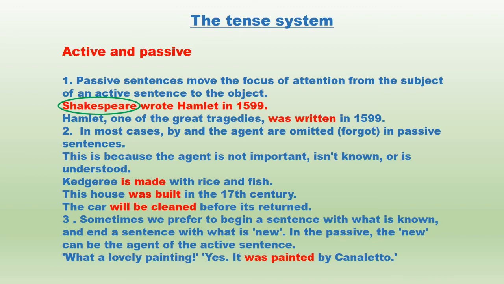Sometimes we prefer to begin a sentence with what is known and end a sentence with what is new. In passive, the new can be the agent of the active sentence. For example, what a lovely painting. Yes, it was painted by Canelito.